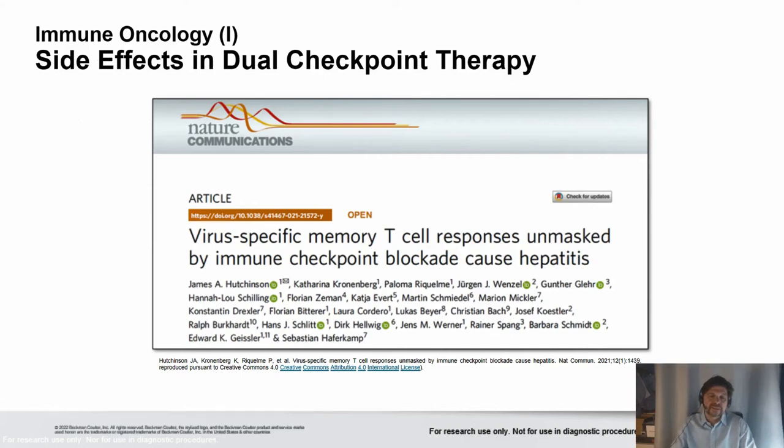The first example out of immuno-oncology I would like to showcase here is from this group around James Hutchinson, who demonstrated that by analyzing the T cell compartment, they can identify a certain signature that would be predictive for the development of inflammatory side effects in dual checkpoint therapy.